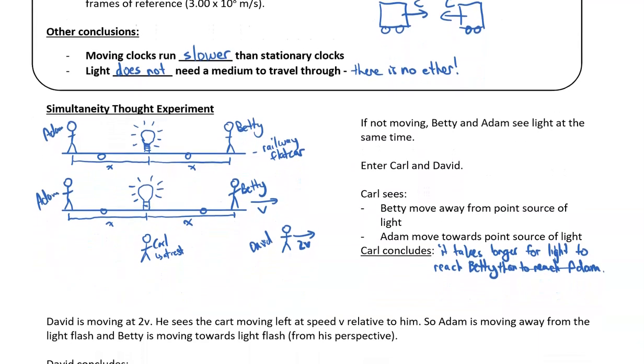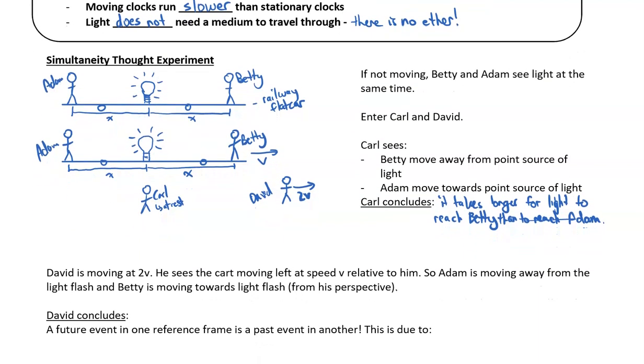Now let's bring David's perspective into play. David is moving at 2v, so he's moving twice as fast as the railway flat car. He sees the car moving left at a speed v relative to him. Because he's moving 2v, it looks like the car is moving further and further away from him. Although the car is moving towards him, it's moving further and further away from him because of his speed. So Adam is moving away from the light flash, and Betty is moving toward the light flash from his perspective. David concludes it takes longer for the light to reach Adam than Betty.